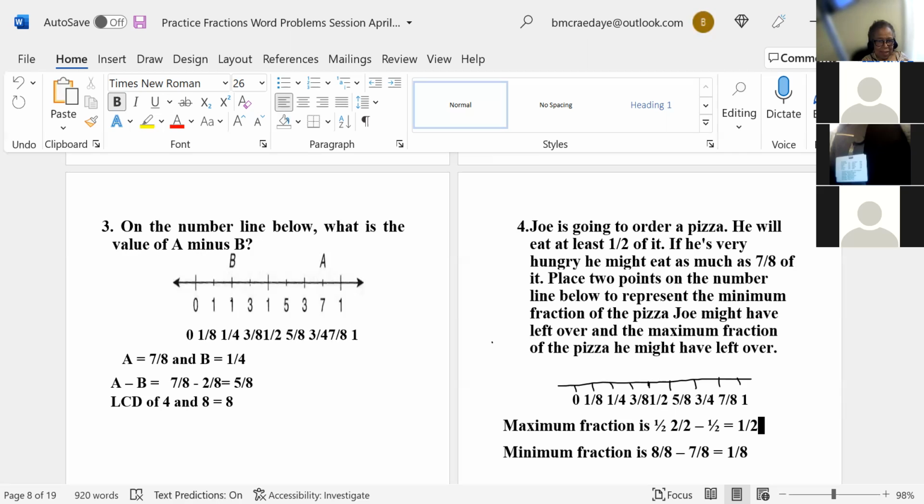7 slices out of 8, say. So there must be one left. And then if he ate 4 slices, he has 4 slices, which is the maximum he'd have left. So maximum is a large piece and minimum is a small piece. That's right.